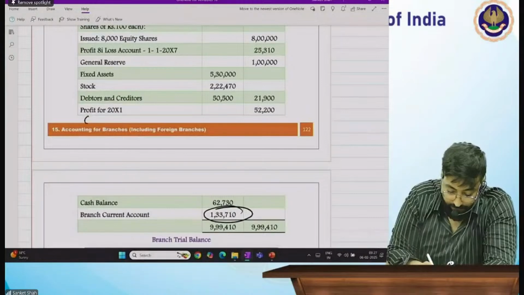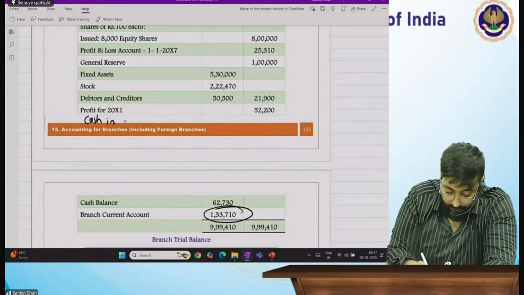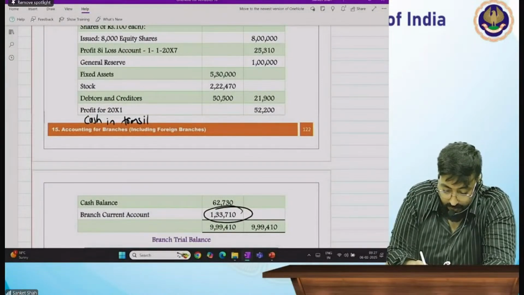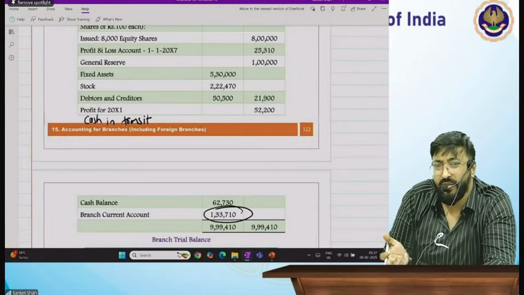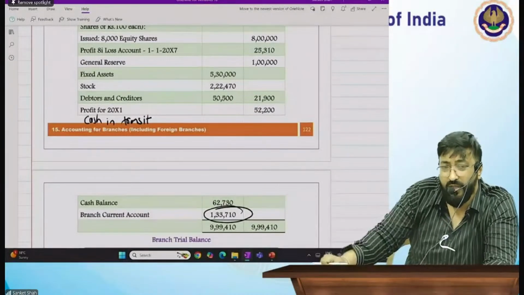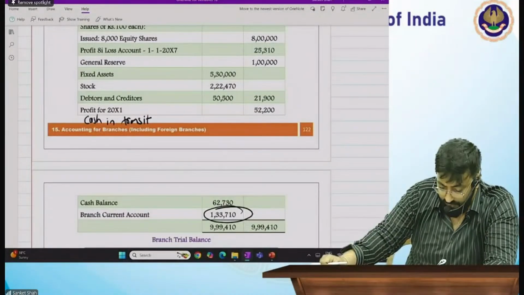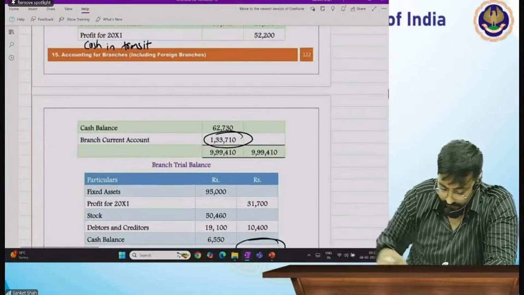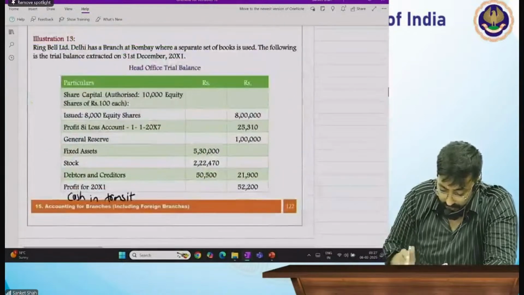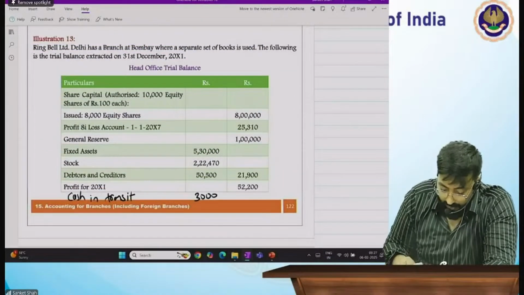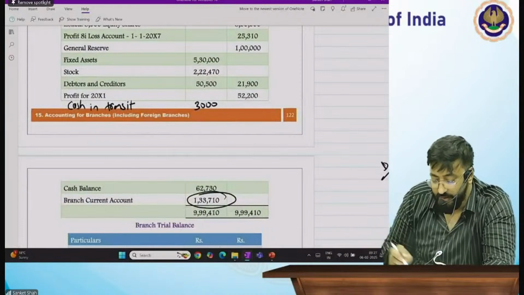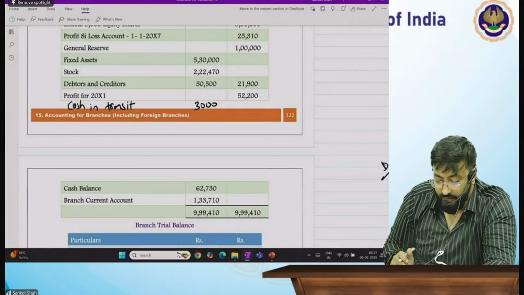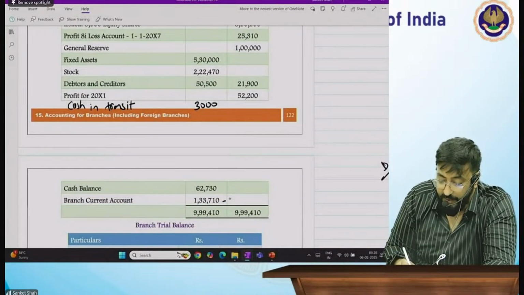Sir, cash in transit account debit, to branch account. So cash in transit 3,000, and the branch account already has which balance? The debit balance. So we will give credit, which means plus or minus? Sir, minus.